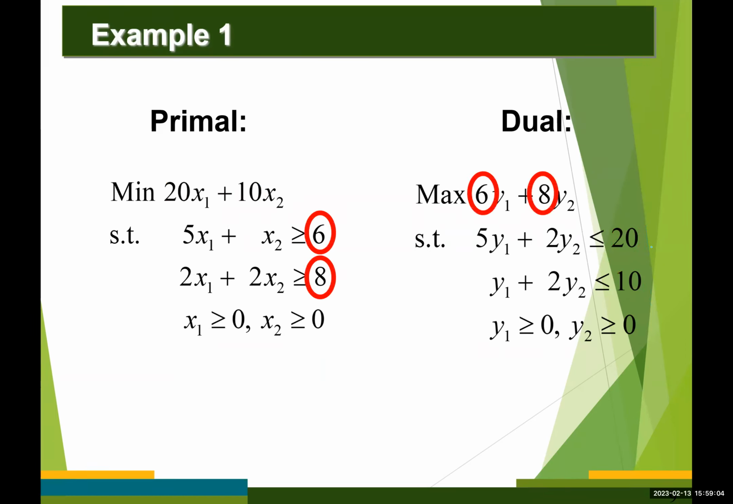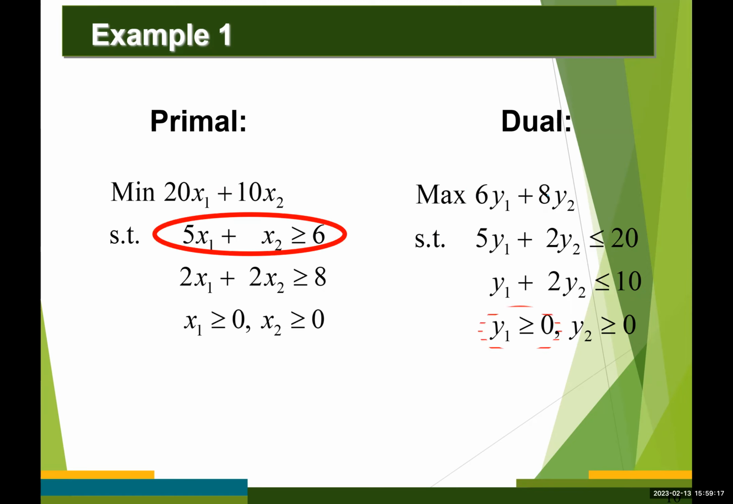And conversely, the right-hand side value of the primal problem serves as the objective coefficient of the dual problem, okay? And to every constraint in the primal, there corresponds a dual variable, okay? Which means if you have two constraints in the primal problem, then there should be two decision variables in the dual problem, okay?